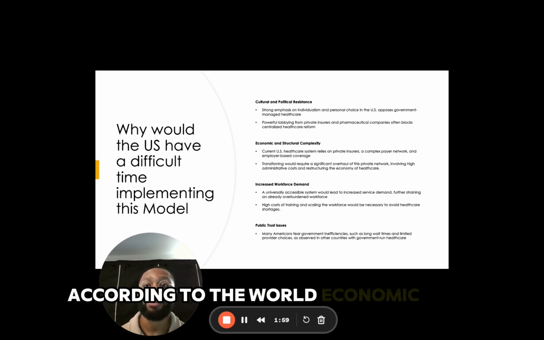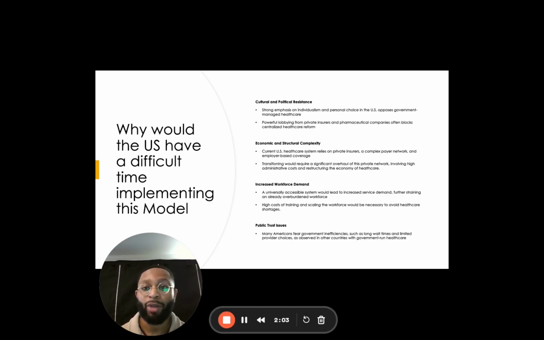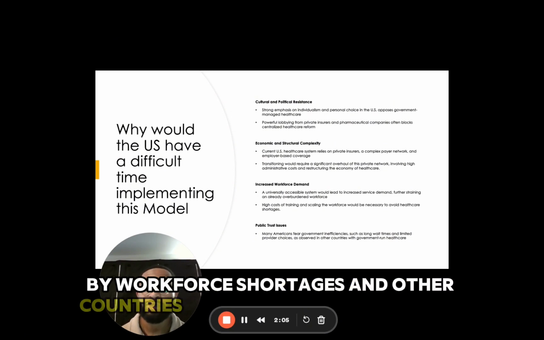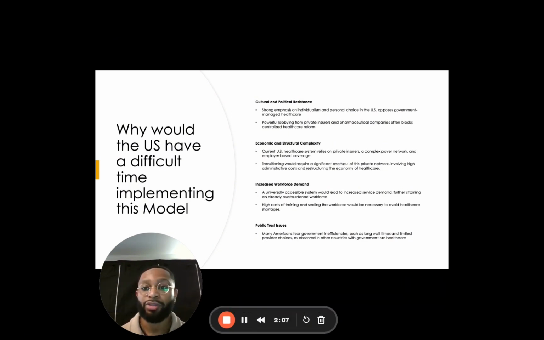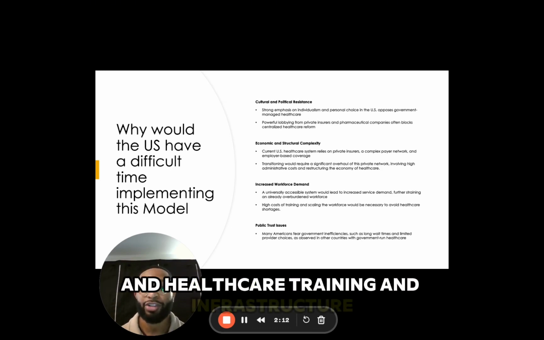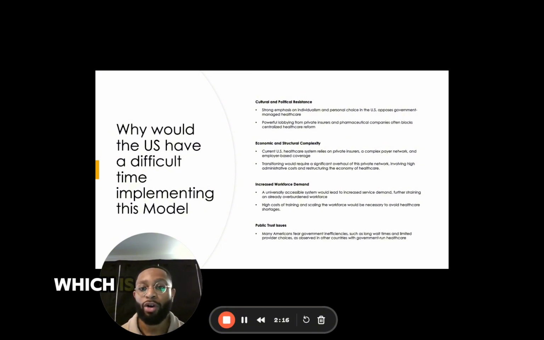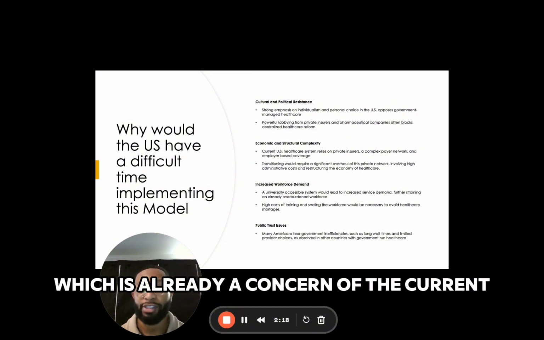According to the World Economic Forum, a similar increase in demand has been exacerbated by workforce shortages in other countries with universal healthcare. Addressing this would require significant investments in healthcare training and infrastructure to prevent further strain on healthcare workers, which is already a concern of the current system.